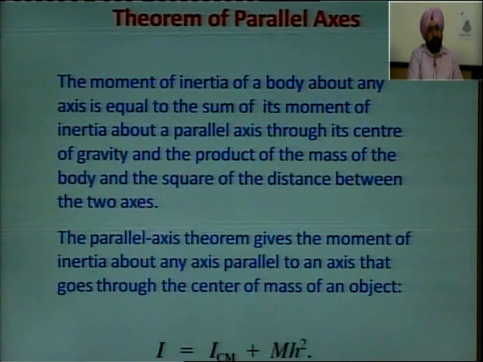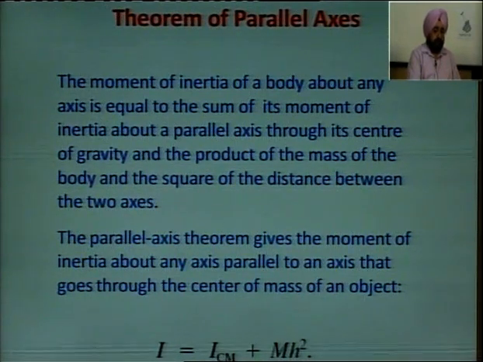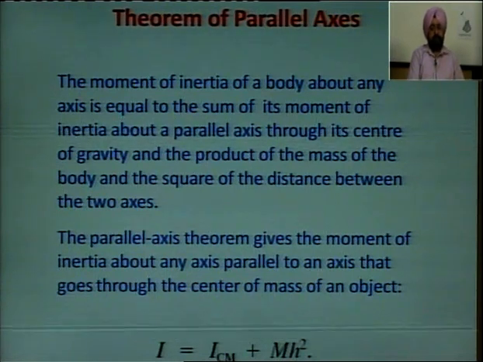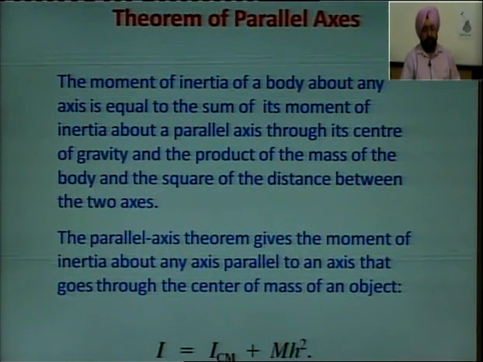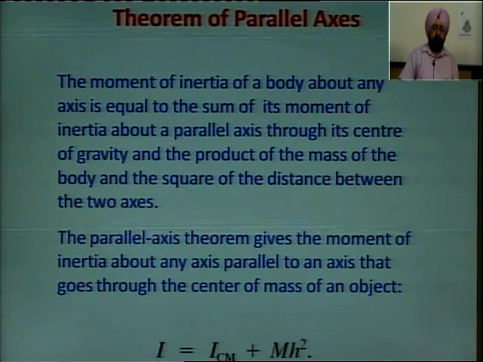The moment of inertia of a body about any axis is equal to the sum of its moment of inertia about a parallel axis through its center of gravity and the product of the mass of the body and the square of the distance between the two axes. Now, what does this theorem state? Basically, if you know the moment of inertia through the center of mass, you can calculate the moment of inertia through any axis which is parallel to the axis through the center of mass.